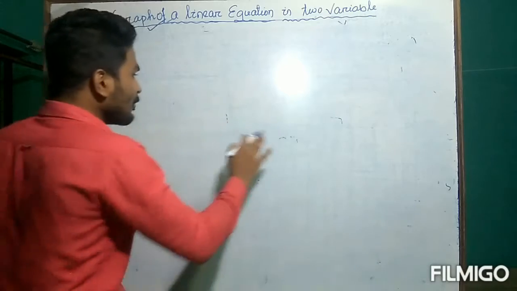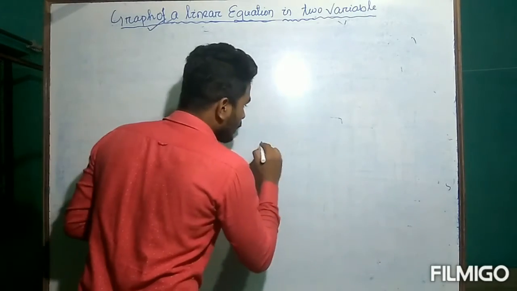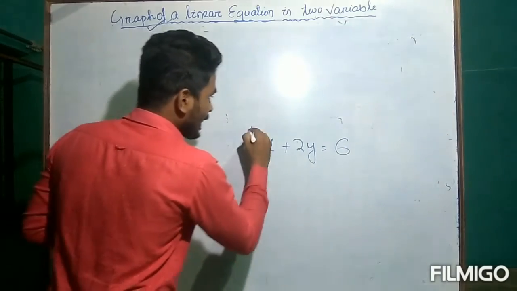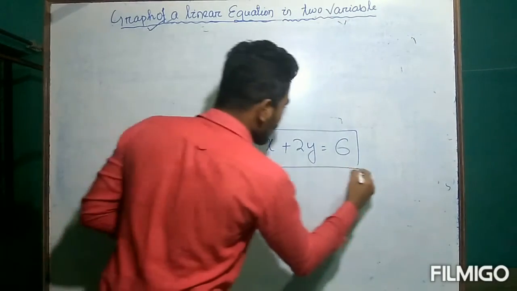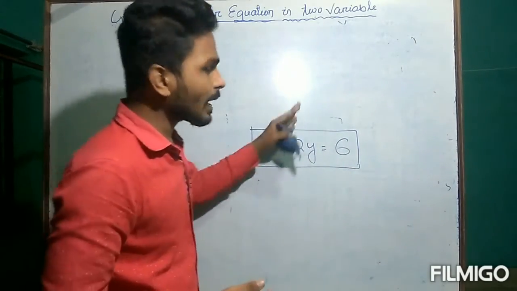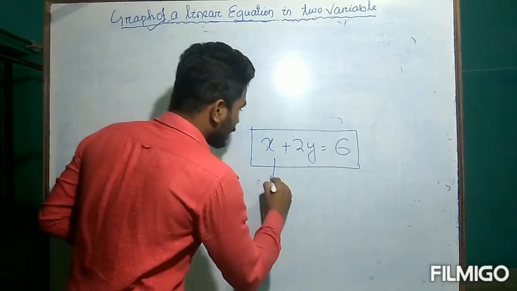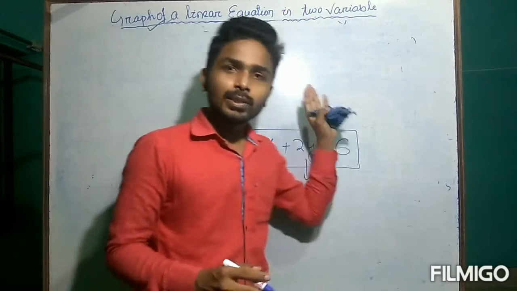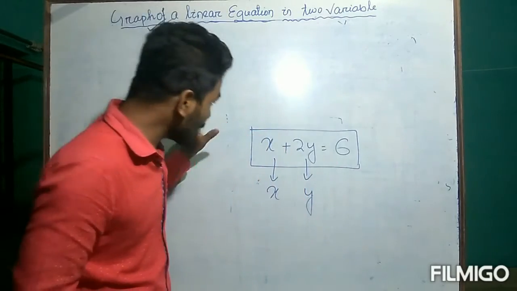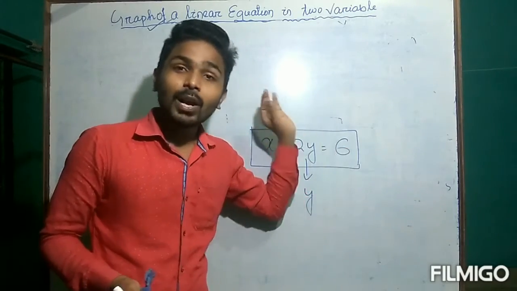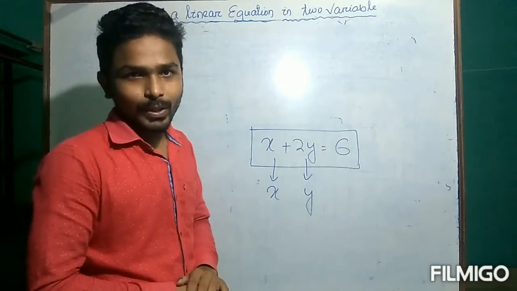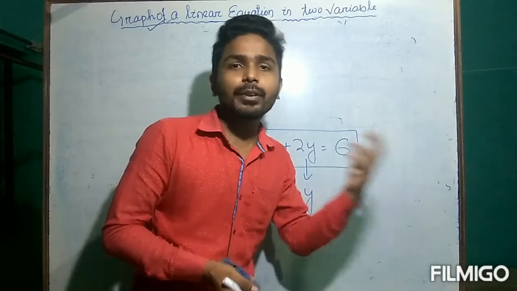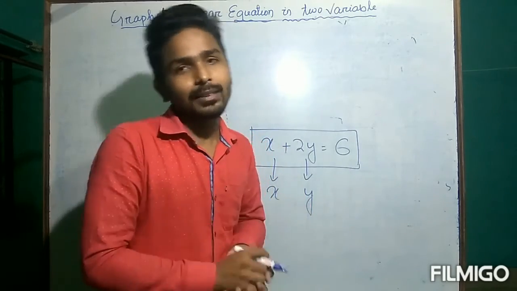It means if you have a linear equation in two variables like this, equal to 6, it is a linear equation. Why is it a linear equation? Because in this equation the highest degree is 1 and it contains two variables, x and y. So it is a linear equation in two variables. Now we have to represent this linear equation on a graph paper, that means convert it into a graphical form. How can we convert it?